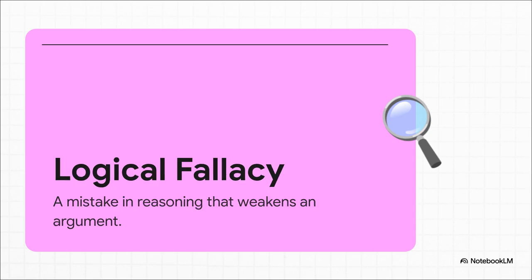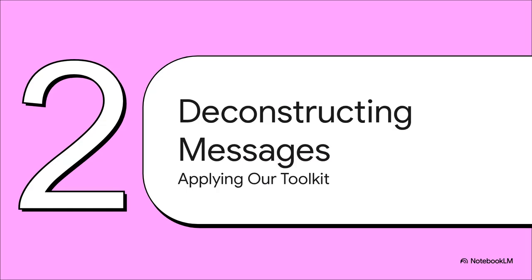And our third tool, and this one is super important, is the logical fallacy. It's like a crack in the foundation of an argument, a straight-up mistake in reasoning that just makes the whole thing unreliable. So an argument with a fallacy might sound totally convincing, but when you look closely, logically, it just falls apart. Okay, so now we have our toolkit, right? We've got bias, rhetorical devices, and logical fallacies. So let's head back to that original ad and pop the hood to see what's really going on.